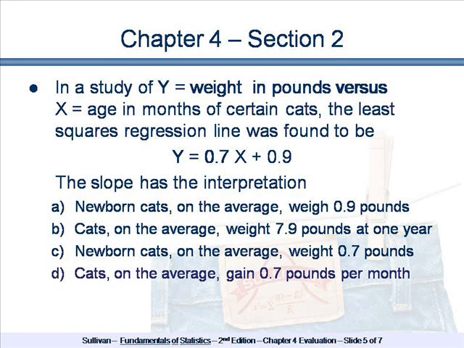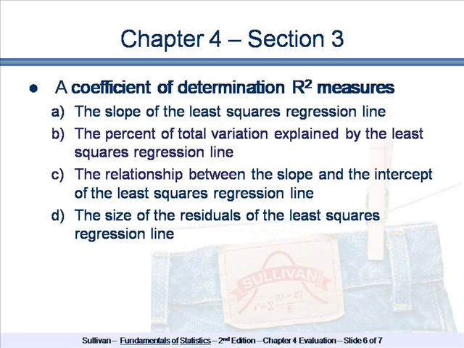In a study of y equals weight in pounds versus x equals age in months of certain cats, the least squares regression line was found to be y equals 0.7x plus 0.9. The slope has the interpretation. Slope is interpreted as change in y over change in x, and our slope is 0.7. So every change in weight in pounds versus the age in months. So we would say cats, on average, because slope is the average rate of change, gain, because it's positive, 0.7 pounds per month. Our denominator here would be a 1, so that's 1 month.